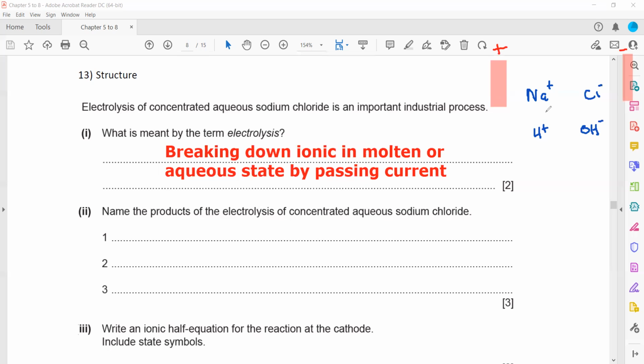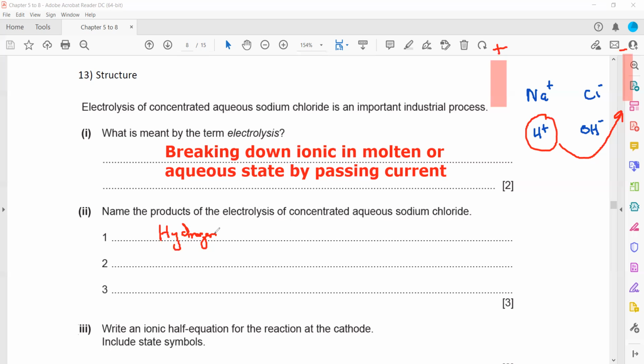For positive ion, we always check the reactivity. The ion which is less reactive will move. So hydrogen ion will move towards the cathode because it is less reactive. So one of the products will be hydrogen. Some of the students write like bubbles are seen. If the question was what is observed, then bubbles are acceptable. But because they're asking name the product, you should be specific.